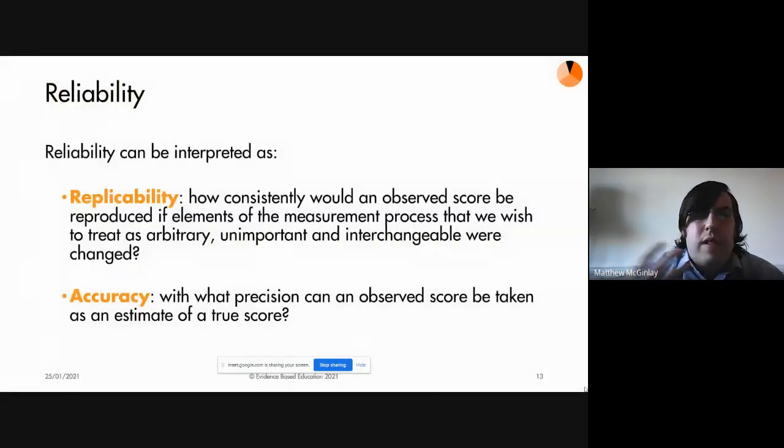And when we think about reliability, we'll talk about two things. So it's whether it's replicable. If a student took the same test 10 times, would they get a fairly similar score each time? And is it accurate? Does it accurately represent their ability, or their knowledge in a particular area? And when we think about reliability, some of the most reliable assessments are things like GCSE and A-level examinations, public examinations.